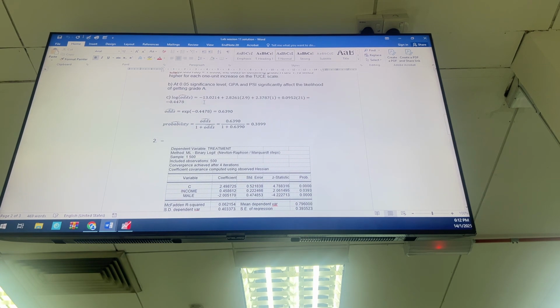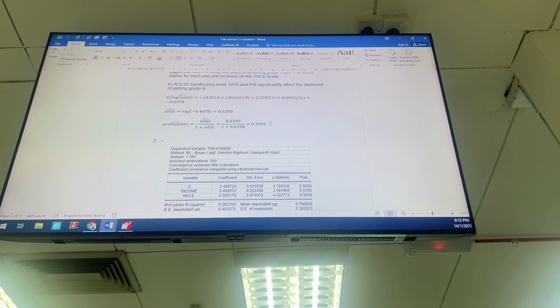So you write the predicted equation. Then you plug in the values of GPA just now, and the other variables. Because it uses the personalized PSI system, a new system, then you put 1. Then you solve the equation, you get negative 0.4478. Use the exponent of the value, you get 0.6. So this one is the odds ratio, and then you use the formula, you get the probability.